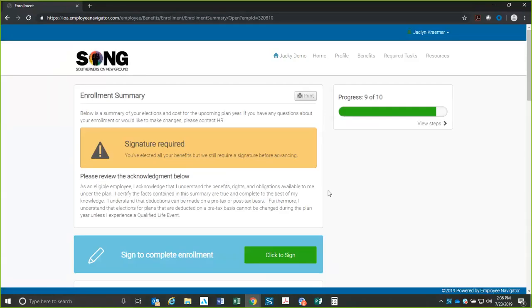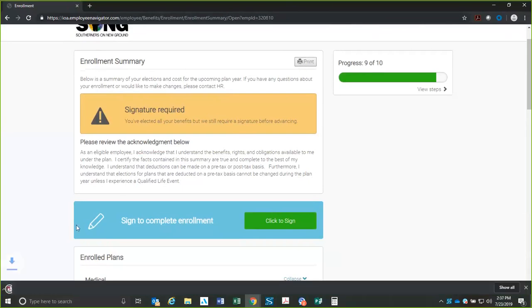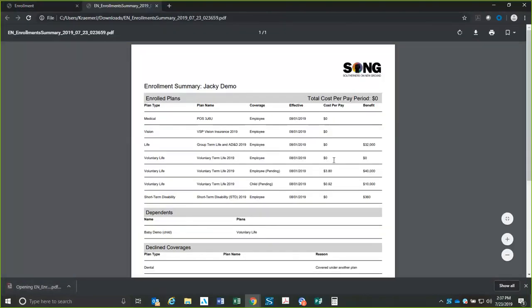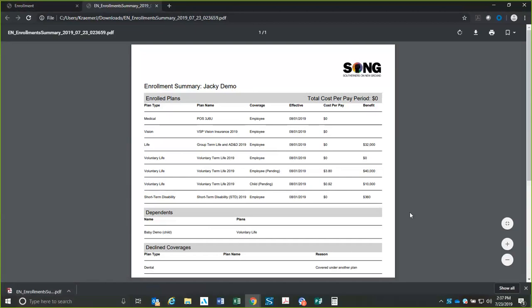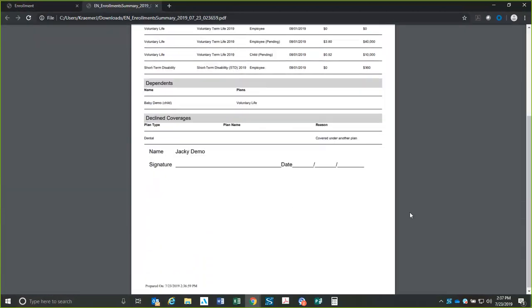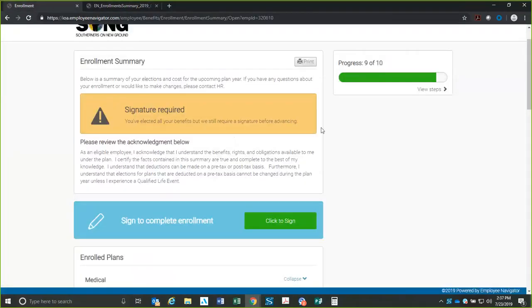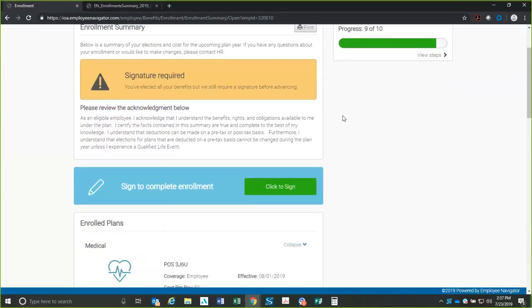Now we've actually made it to the very last step, our enrollment summary. At this point, you can print it by clicking this button. It'll open up, and you can see all of your benefits side by side. And I like this because it's a good record of what you've enrolled in. Okay. If you don't want to print it now, you can always come back another time, but I highly recommend that you review everything.